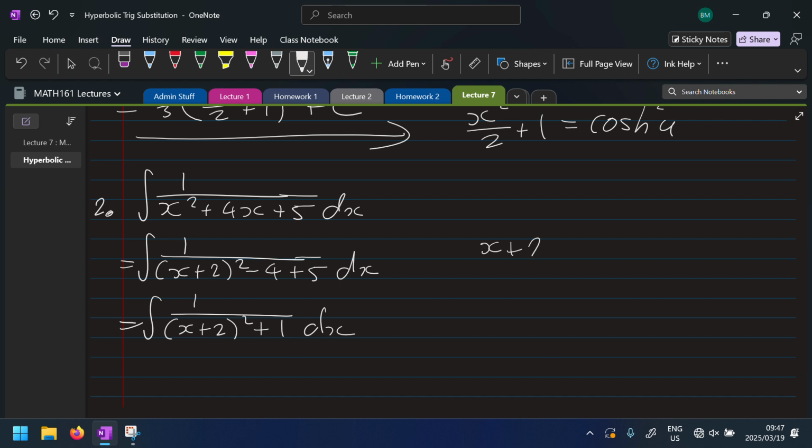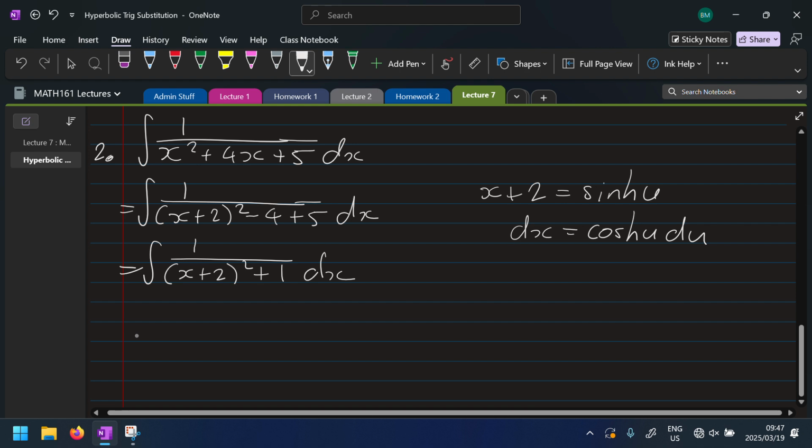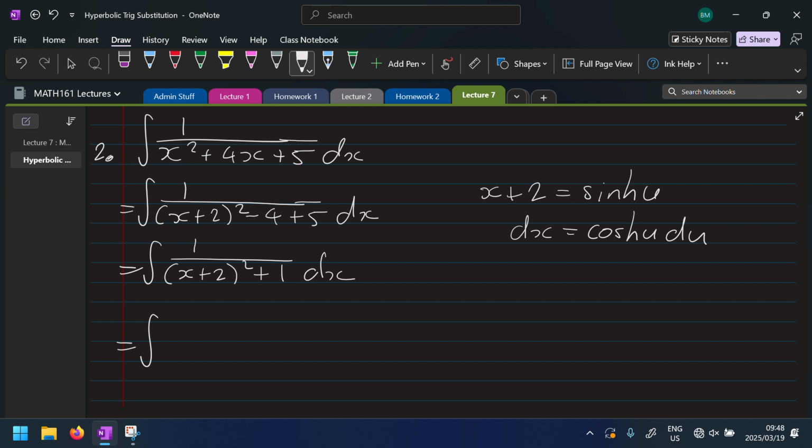So we're going to have x plus 2 equal to sinh u. We need dx, so differentiating both sides, dx will be cosh u du. Good, now we can substitute. So this is going to be the integral with cosh u du at the top. And in the bottom, what are we going to get? (x plus 2) squared is going to be sinh squared u, and plus 1.